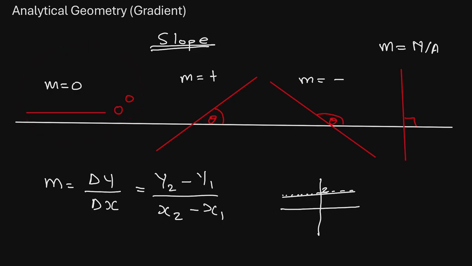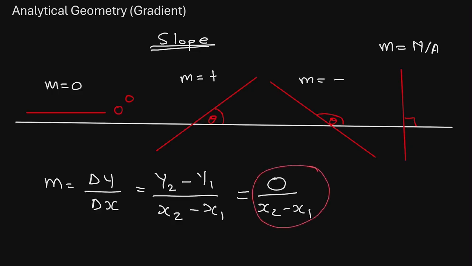If the values of y are the same, then we are not going to have a change in y, because the y values are not changing. For a horizontal line, the y values are not changing. Therefore, this is going to be 0 over whatever values we get for x2 minus x1. It doesn't matter what values we get, because 0 divided by anything is equivalent to 0. Hence, we say the gradient of a horizontal line is equivalent to 0.